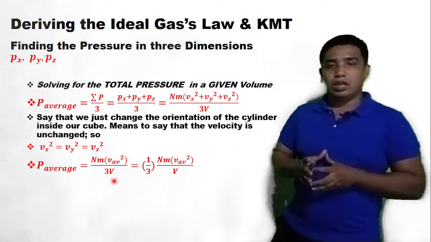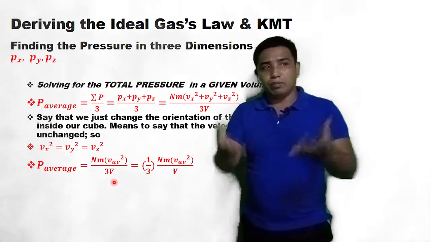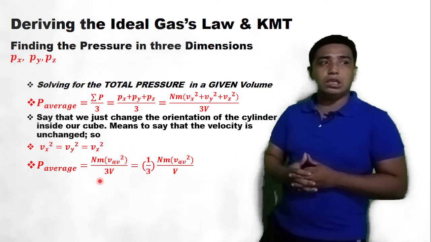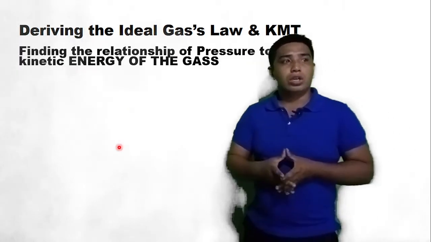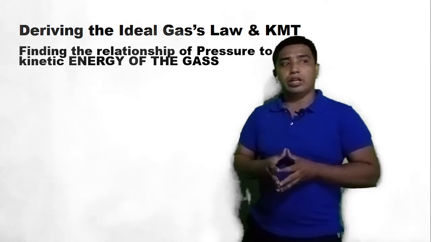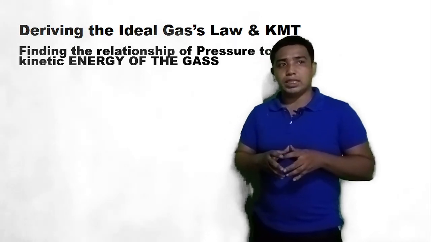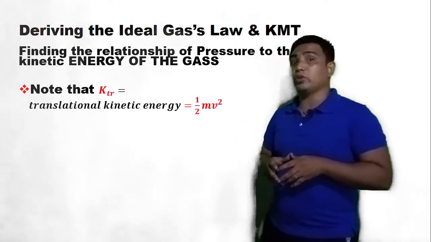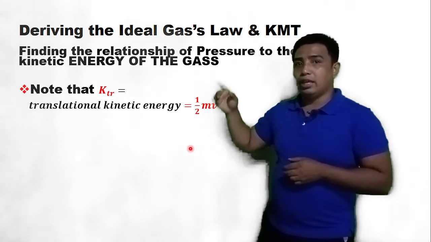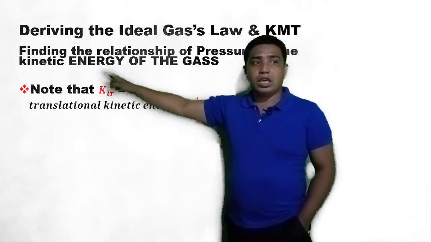All right, so that is the pressure that is felt inside the container, or felt by the walls of the container. And now we can actually relate this pressure to the kinetic energy of the gas. So we'll just do a little bit of factoring, and when you do the factoring, you will notice that we have mv squared as a factor. And once we insert 1/2 in that equation, it will be equivalent to the translational kinetic energy.